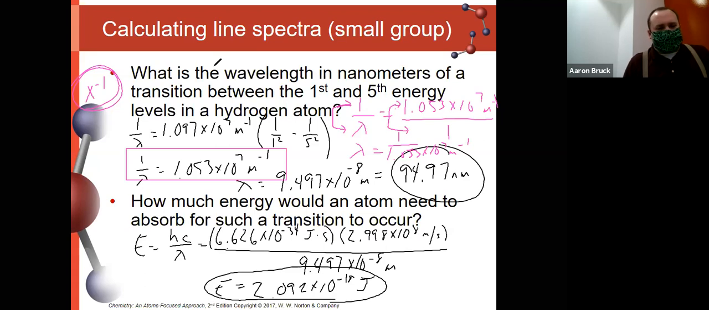Now for the secondary problem here, how much energy would an atom need to absorb? This is where we go back to those equations that we saw on Monday. Energy is equal to hc over lambda: Planck's constant, 6.626 times 10 to the -34th, multiplied by the speed of light, 2.998 times 10 to the 8th meters per second, divided by the wavelength that we just calculated, the 9.497 times 10 to the negative 8th meters. If I do all of that, I get 2.092 times 10 to the negative 18th joules.